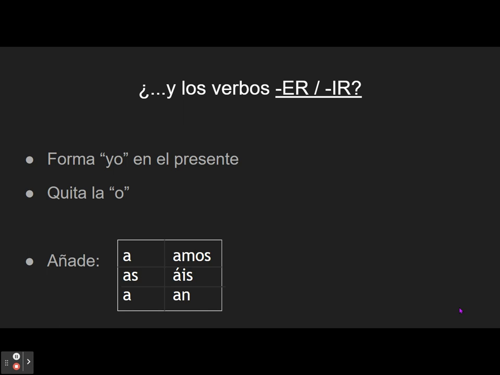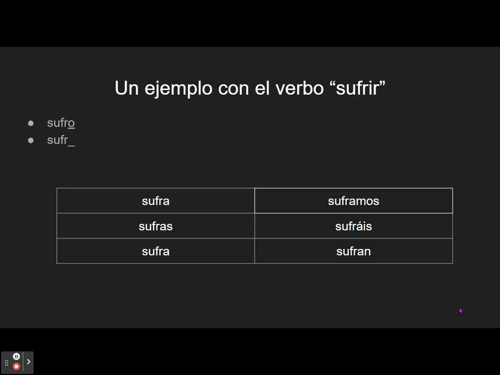Para los verbos ER e IR, van a empezar con la forma yo en el presente y quitar la O. Y van a añadir las terminaciones a, as, a, amos, áis, an. This is the same for ER and IR verbs. Keep that in mind. So, un ejemplo ahora con el verbo sufrir. Empezamos con sufro, quitamos la O y tenemos sufr. Y vamos a tener, para conjugar el verbo, sufra, sufras, sufra, suframos, sufráis y sufran.